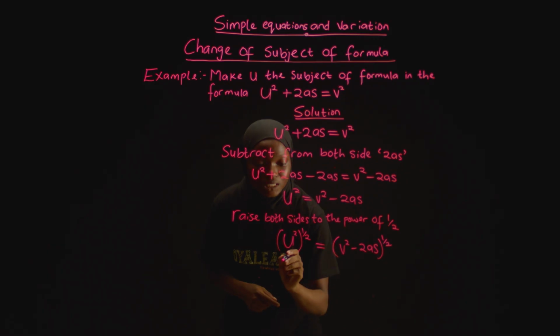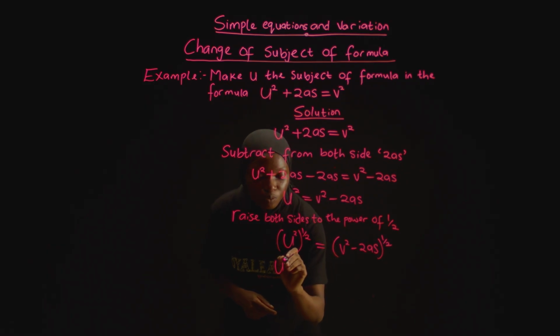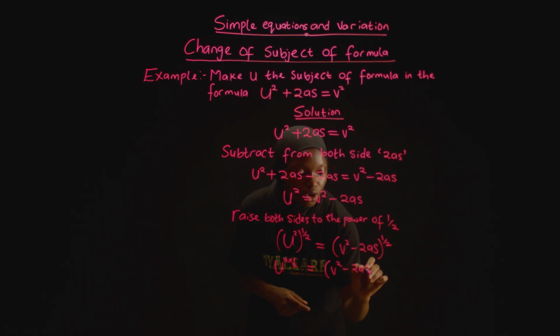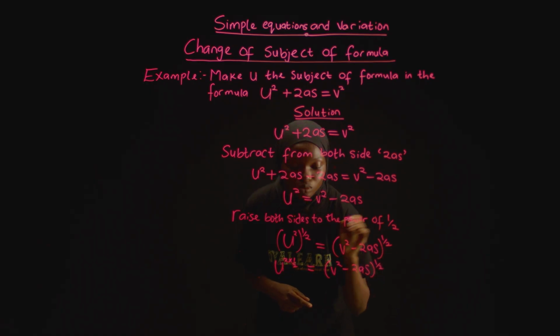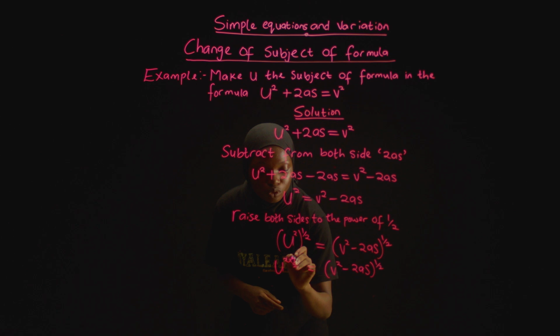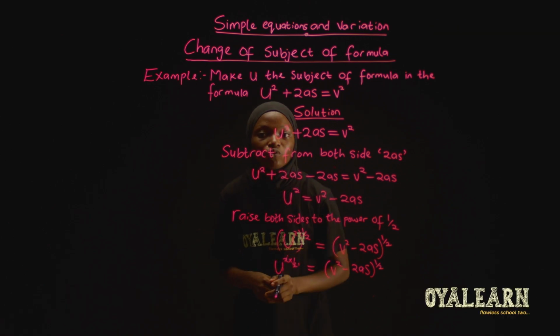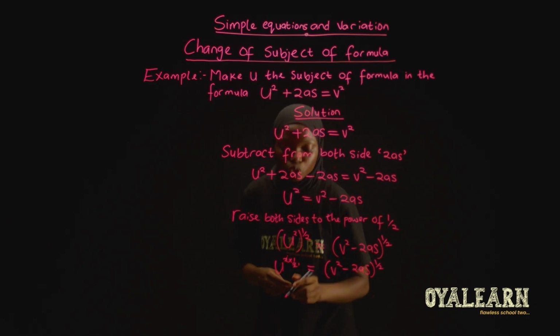And here from indices, this becomes u raised to the power of 2 multiplied by 1 over 2. We multiply the powers, equals v squared minus 2as all raised to the power of 1 over 2. And here 2 goes here 1, 2 goes here 1. 1 times 1 over 1. So that means we have u raised to the power of 1 here, and u raised to the power of 1 is the same thing as having just u.